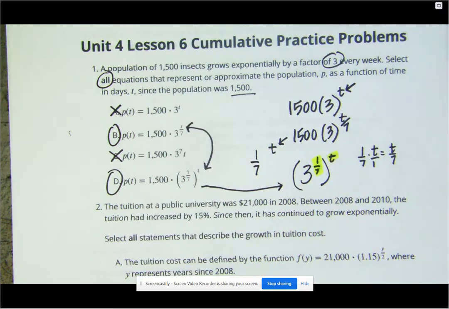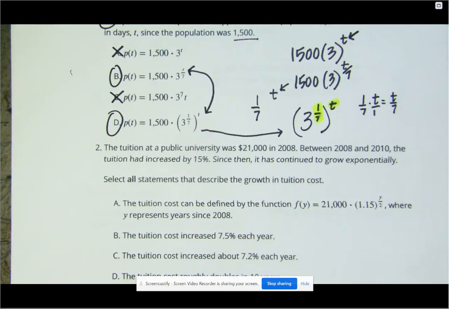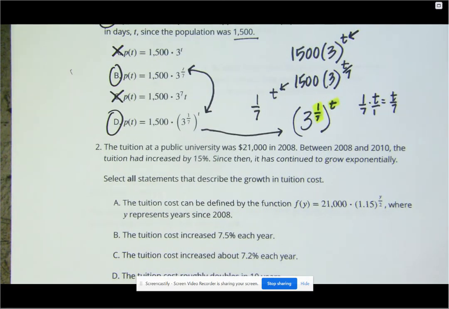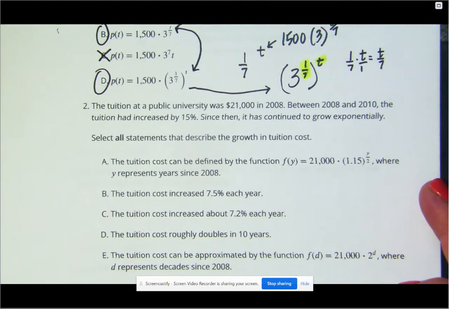Okay. Number 2, the tuition at a public university was $21,000 in 2008. Between 2008 and 2010, the tuition had increased by 15%. Since then, it has continued to grow exponentially. Select all statements that must be true.